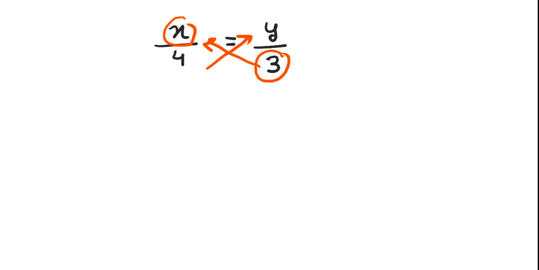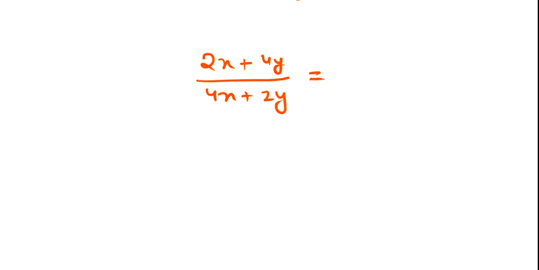3 will multiply with x, 4 will multiply with y. So it will become 3x and this will become 4y. Very easy. Again, one more example. If I am saying (2x + 4y) divided by (4x + 2y) is equal to 7 by 3.